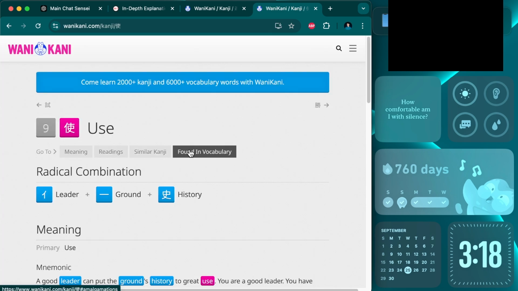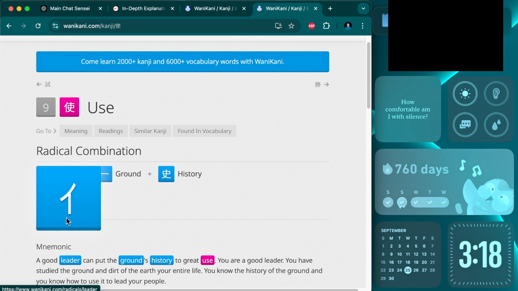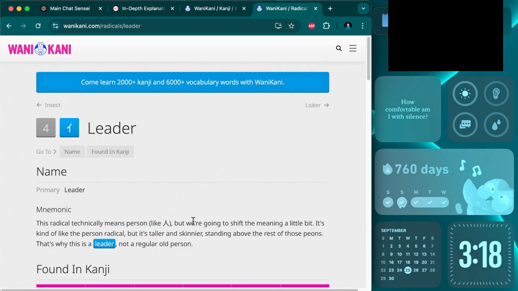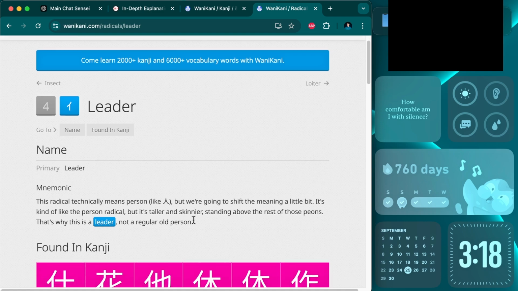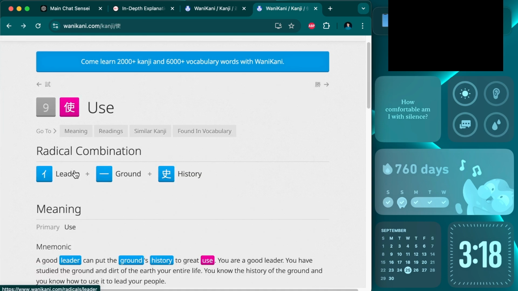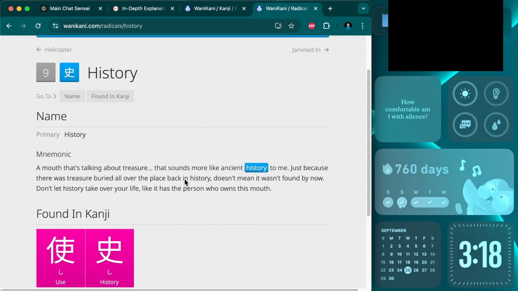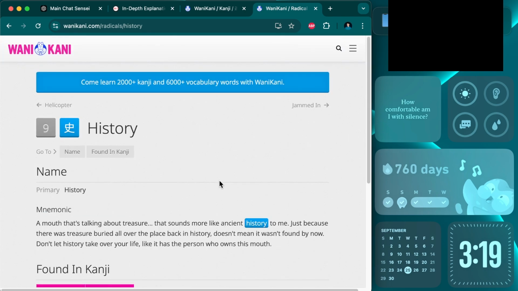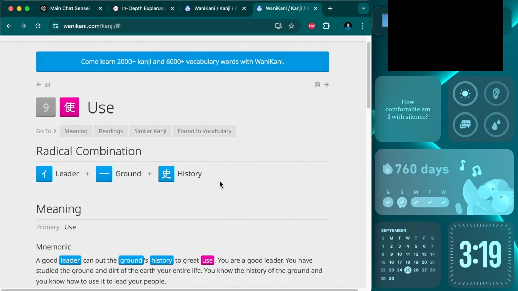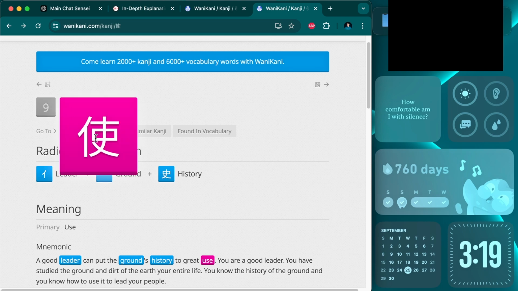Yes, that's quite nice. So this is the leader, which typically means person, but we're going to shift the meaning a little bit. It's kind of like the person radical, but it's taller, skinnier, standing above the rest, peons, leader. I see. So WaniKani seems to just use the radicals in a way that helps you remember it rather than going by the full meaning. To be honest, you don't really need the full meaning as long as it has some relation to the actual meaning.